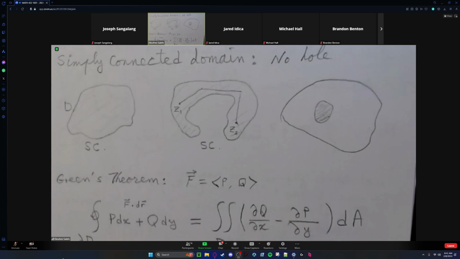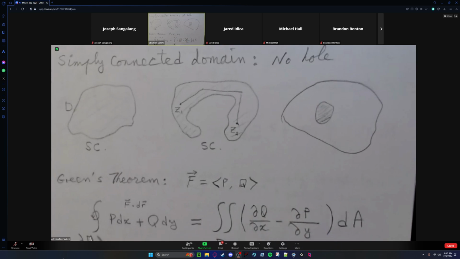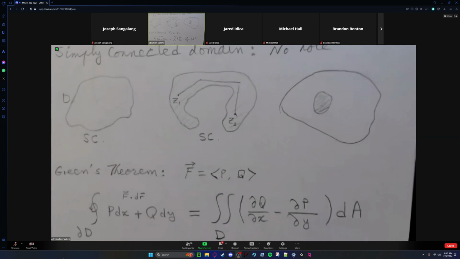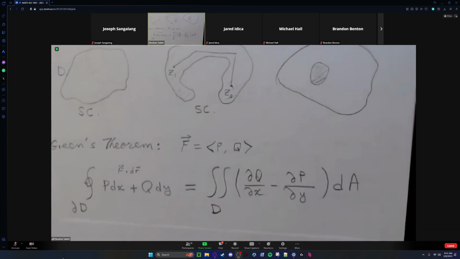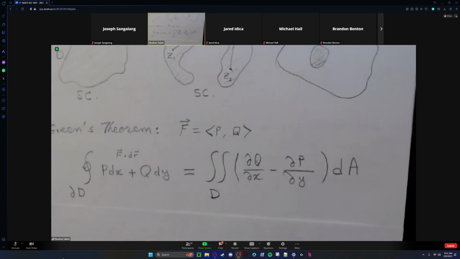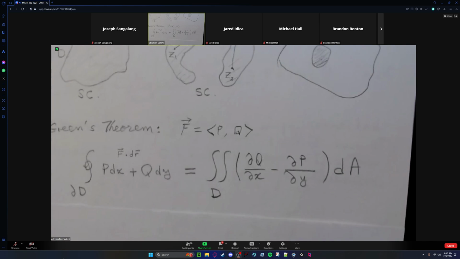And as a result, the line integral of this vector field over any closed curve will be 0, okay? But you saw those things in Calculus 3. I'm not going to spend more time on it. Just a reminder of what Green's theorem is.